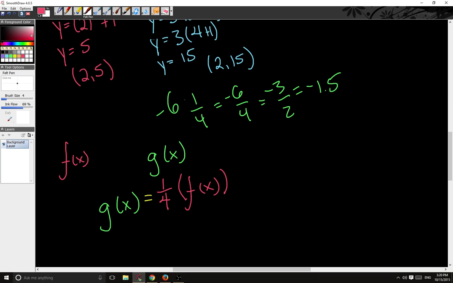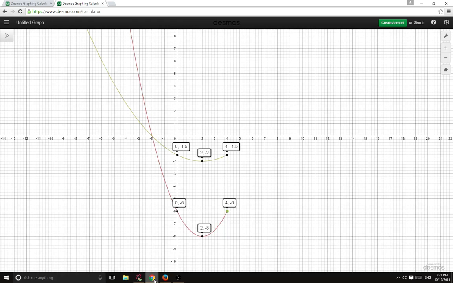So to get g of x from f of x, we just take our f of x and we multiply it by 1/4. We have vertically dilated our function by 1/4. And I hope that clarifies.